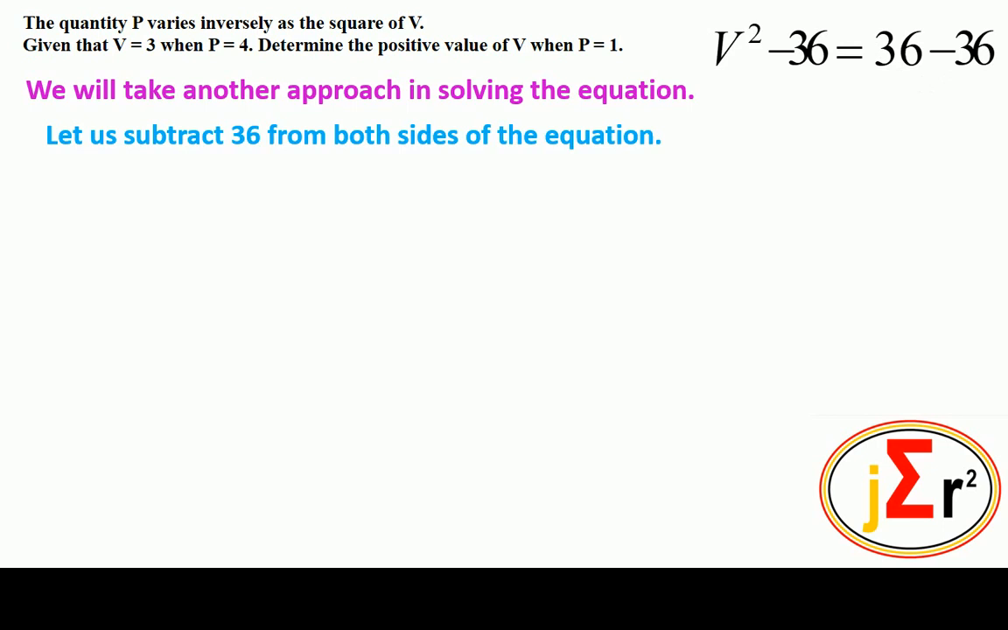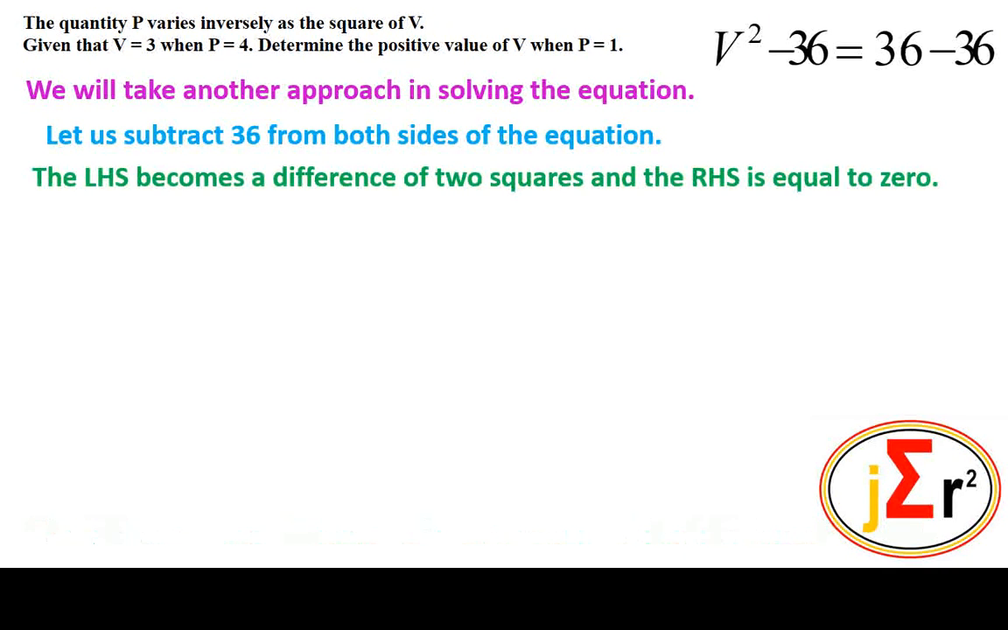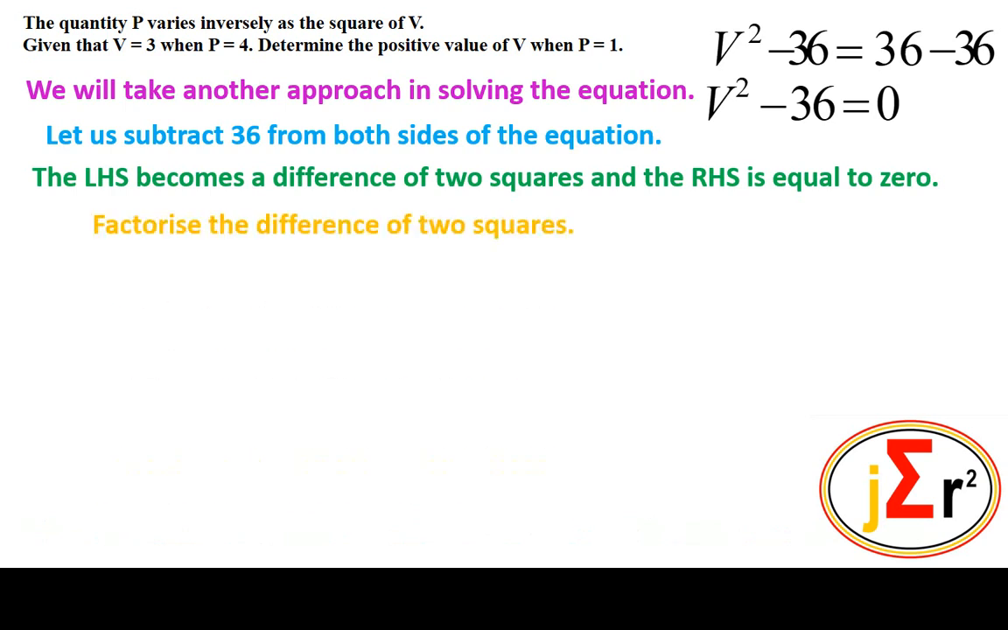On the left hand side, we will have v squared minus 36, and on the right hand side, 36 minus 36 is equal to 0. V squared minus 36 is equal to 0. That is our new equation. The left hand side becomes a difference of two squares, and the right hand side is equal to 0. Now we have a quadratic equation that is in the form of a difference of two squares.